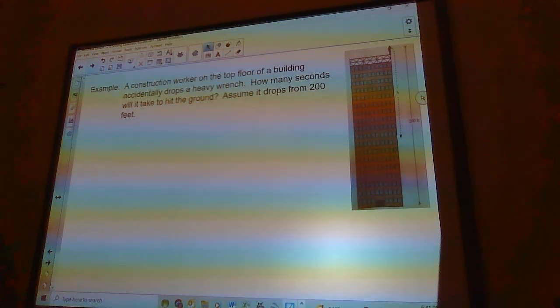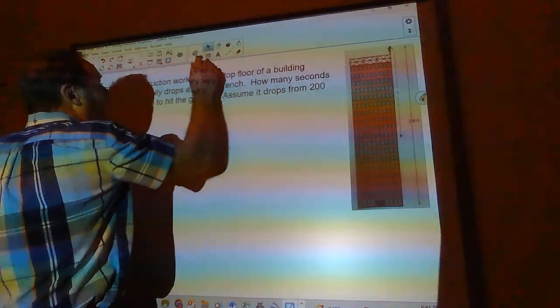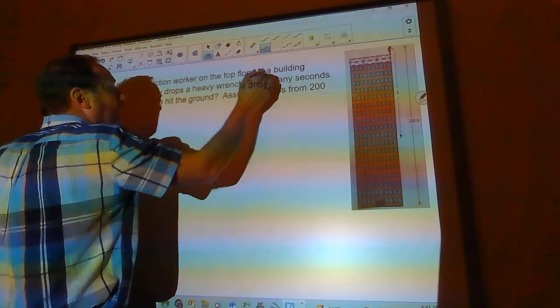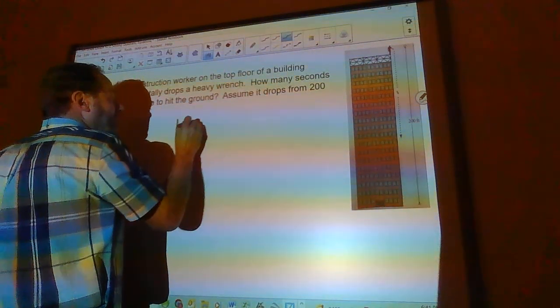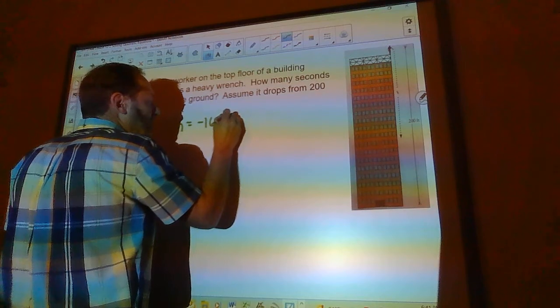Okay, so a construction worker on the top floor of a building accidentally drops a heavy wrench. How many seconds will it take to hit the ground? Assume it drops from 200 feet. Okay, so let's write down our formula. Always write down your formula. Okay, h equals negative 16t squared plus s.